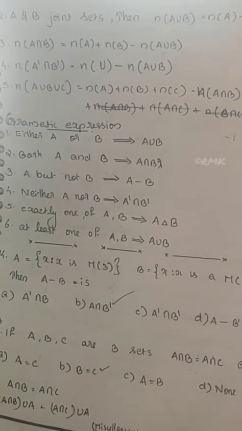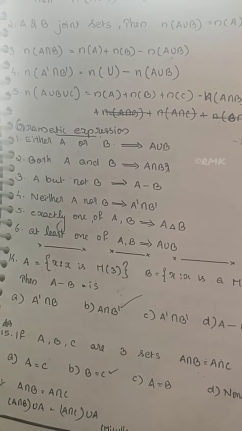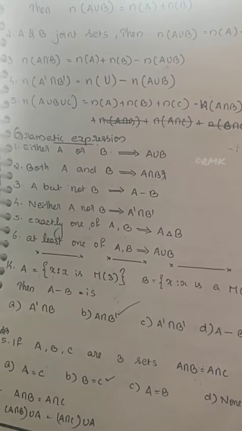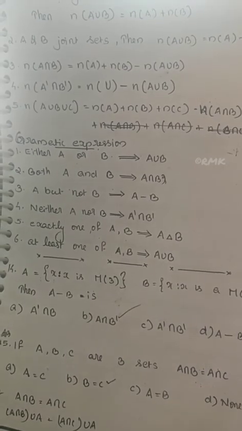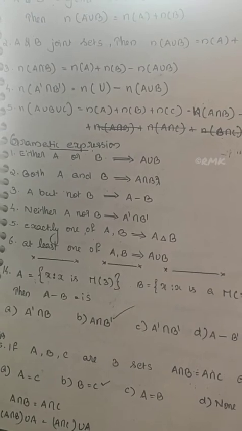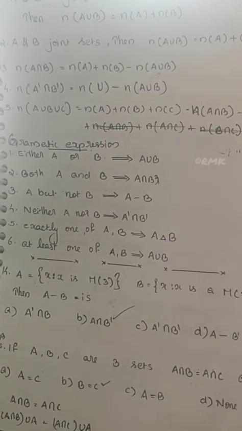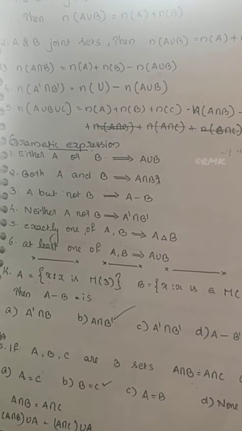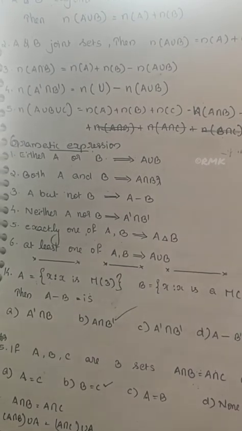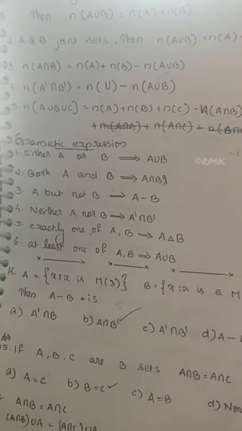Some grammatical expressions are very important for our questions. First one is either A or B. It is A union B. Both A and B is A intersection B. A but not B is A minus B. Neither A nor B is A complement intersection B complement. Exactly one of A, B is A delta B. At least one of A, B is A union B.